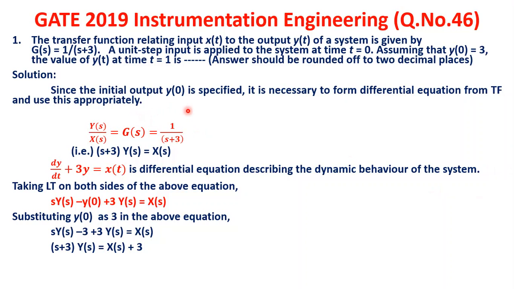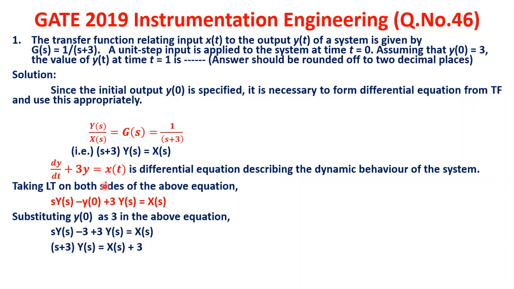So the initial output y of 0 is specified as 3. The transfer function is 1 by s plus 3, that is Y of s by X of s. Therefore, by cross multiplying, we can write (s plus 3) into Y of s equal to X of s. This should have come from the time domain equation. s into Y of s means dy by dt, 3 Y of s means 3y of t, X of s means x of t. So this is a differential equation describing the dynamic behavior of the system. This is the mathematical model of the system given.